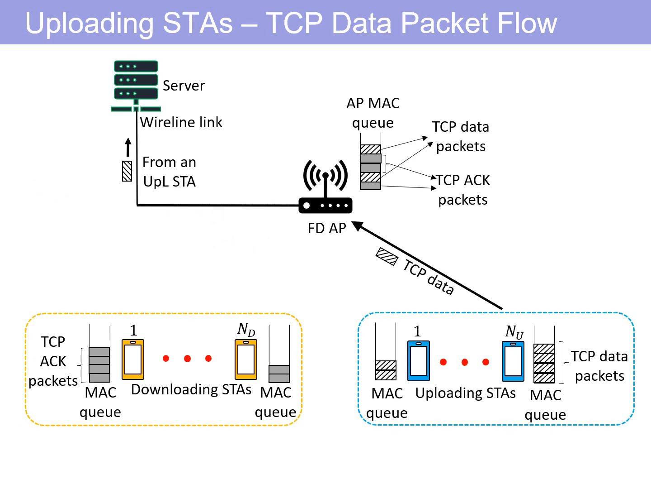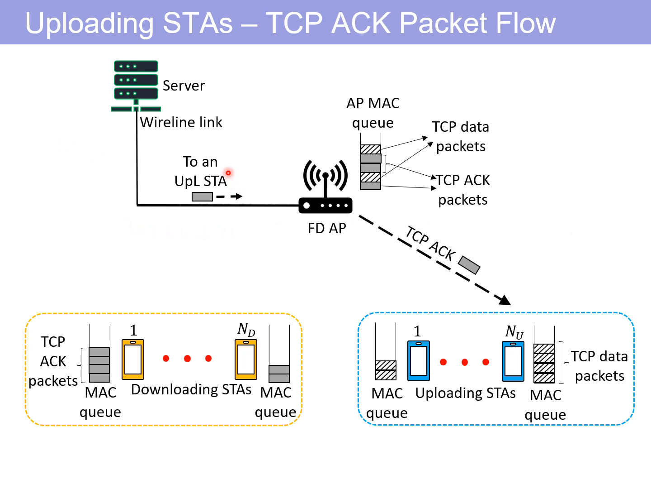Each of the uploading stations has a large TCP file intended for the server. It breaks down this file into many TCP data packets and sends it to the AP over the wireless channel, which then sends this packet to the server via the wireline link. This generates ACK packets at the server, which sends it to the AP via the wireline link, and the AP sends these TCP ACK packets to the uploading stations via the wireless channel.